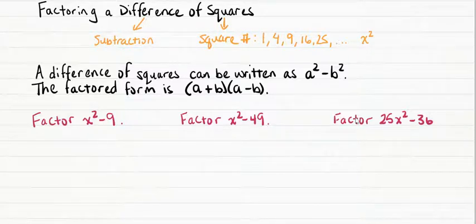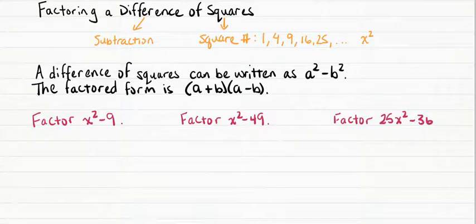So when we talk about a difference of squares, putting those two things together, it is a square number subtract another square number. So if we have an algebraic expression that can be written in this format, the factored form is always going to be in this format, a plus b times a minus b, whatever a and b would happen to be in this expanded form. So let's take a look at a few examples.